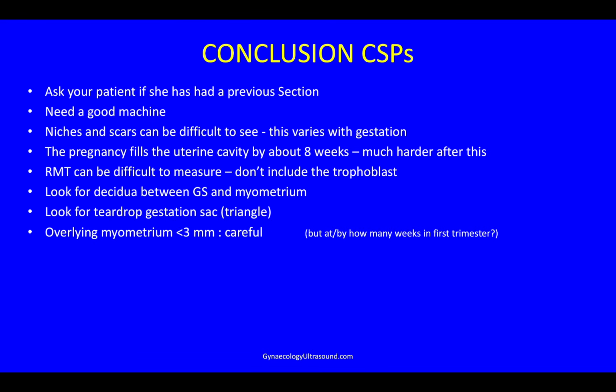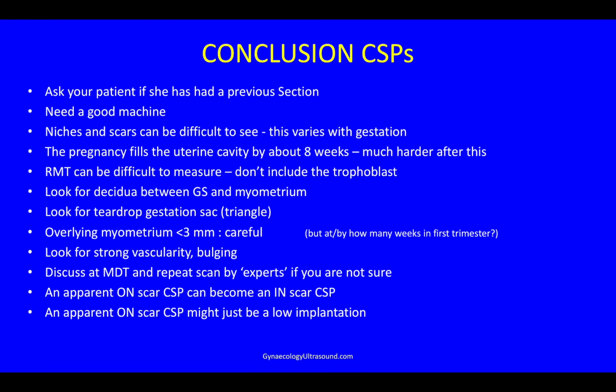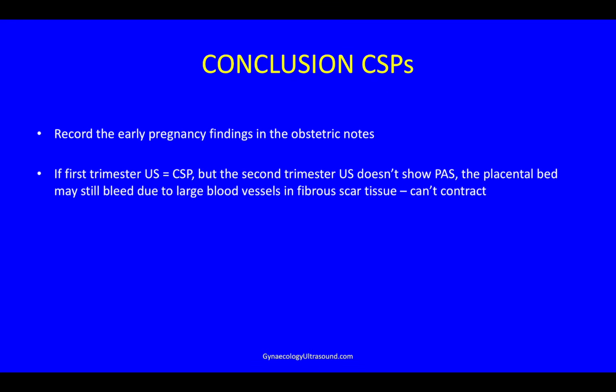If it's thin overlying myometrium, be very careful, but we don't really have a range of what's normal at what gestation. But look also for strong vascularity and bulging. Discuss cases at your multidisciplinary team meetings, and arrange for a repeat scan by an expert if you're not sure. And remember that an apparent on scar early on can become an in scar one, and also that an apparent on scar pregnancy might just be low implantation, so the stakes are very high to get it right. And it's probably not one single entity, but a bit of a spectrum somehow.